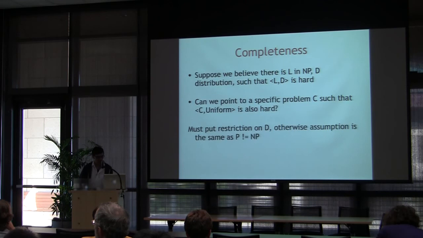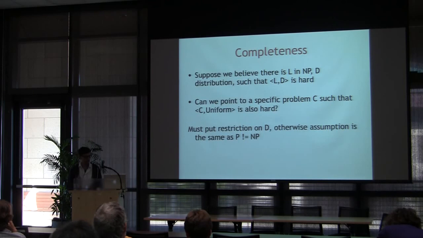Okay. So a starting point to formulate this question would be to find a sort of NP-complete on average problem. Like to find some problem such that if you can solve it under some distribution, well, on average, then you could solve well on average every other problem in NP under every distribution.